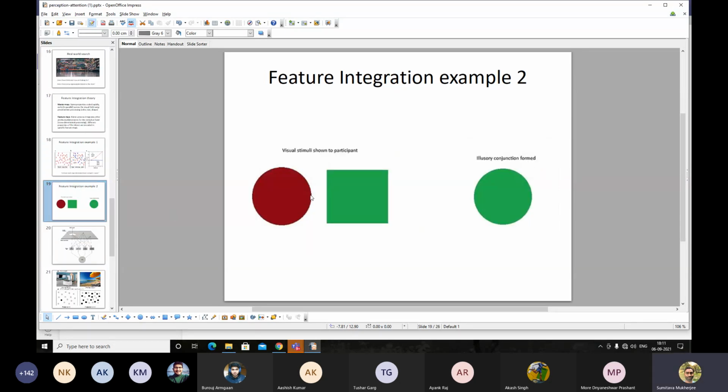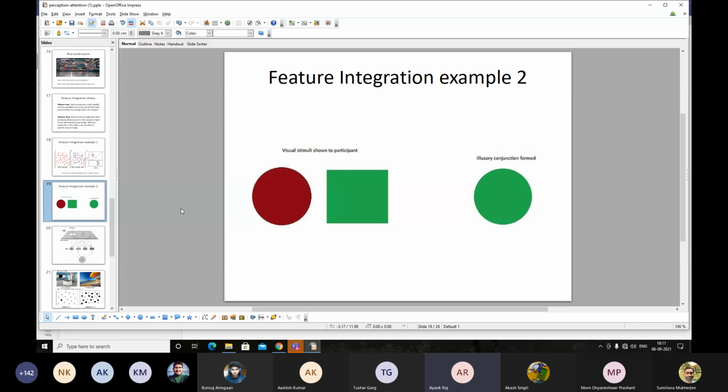Here. So let's say we show this to this person. First you show a brown circle and then a green square. Many of the times, if you show them in very quick succession, typically within 15 to 30 or 40 milliseconds, then people report to have seen a green circle. Any idea how this could be possible?